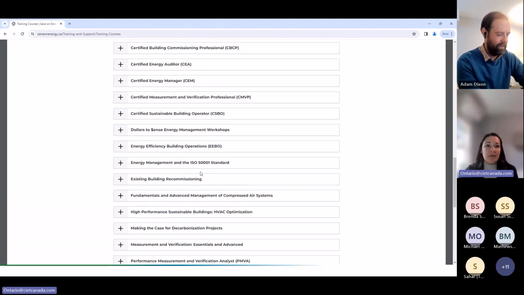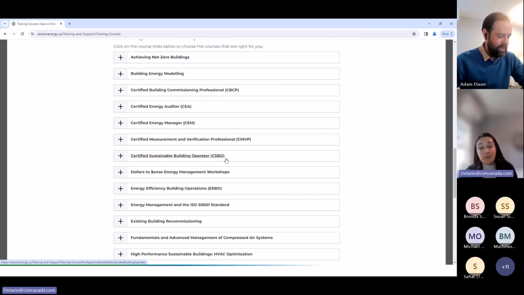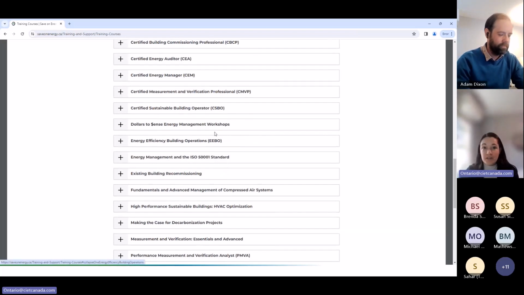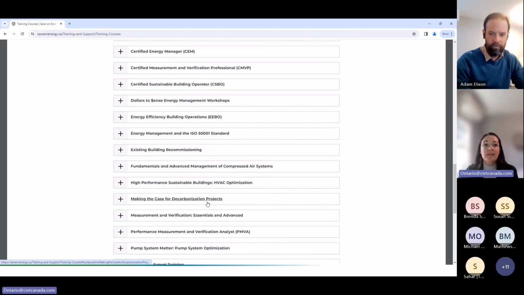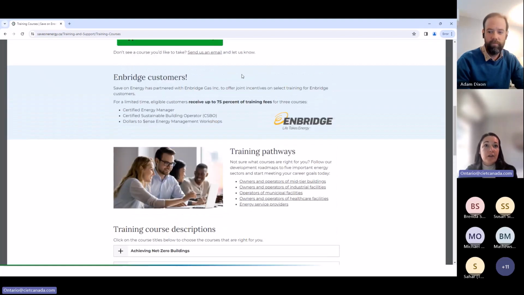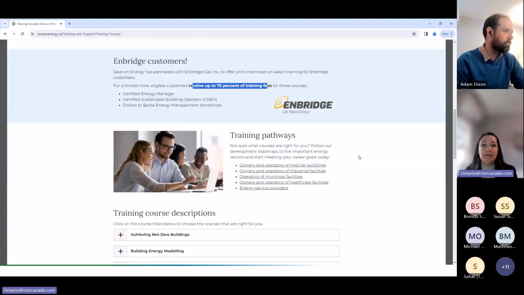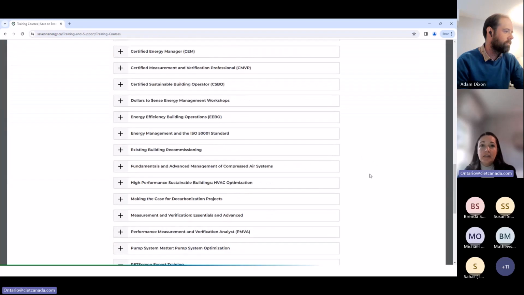While we have the page up, there are loads of training opportunities having to do with energy efficiency and now decarbonization or electrification topics that are incented through Save on Energy, usually 50% of the cost of the training, and Bridge customers for some courses can actually get a 75% incentive off the cost of the training. So the full listing is here, saveonenergy.ca/training and support. That link is also included in the chat.